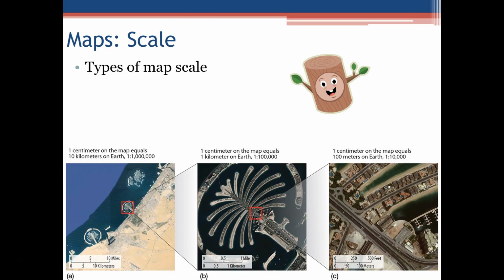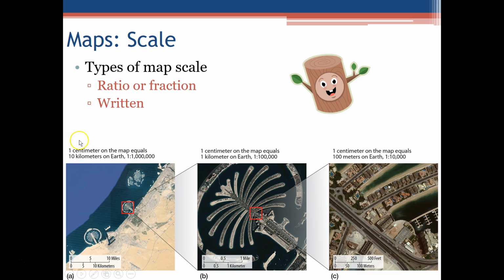All right, so scale again. Back to what we were talking about a little bit earlier, there's a few types of map scale. So there's a ratio or a fraction. You can see on this one right here, you're looking at United Arab Emirates, Dubai down here. See where it says 1 to 1 million? That is a ratio or a fraction. So that shows you like 1 inch or whatever equals 1 million miles or whatever you're looking at.